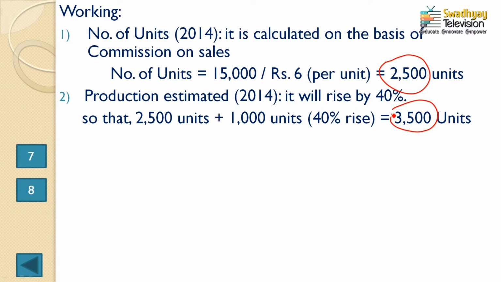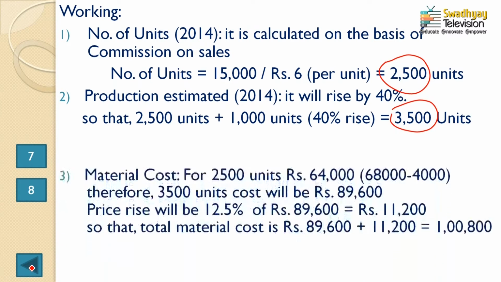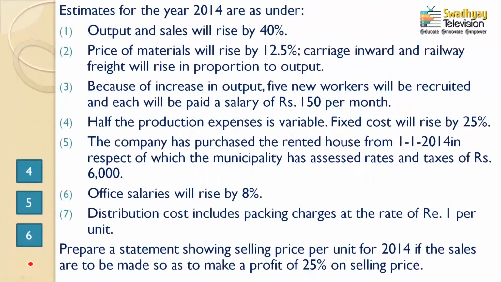So 3500 units is the manufacturing number of units for the year 2014, or you can say it's an estimated cost sheet. Now we'll again move to the question part, that is 2014. See here, the second part: the price of materials will rise by 12.5%.